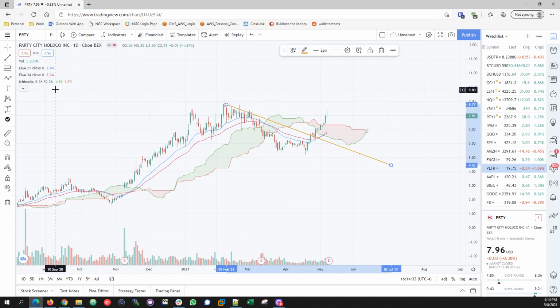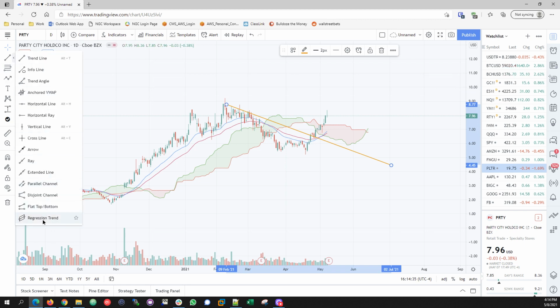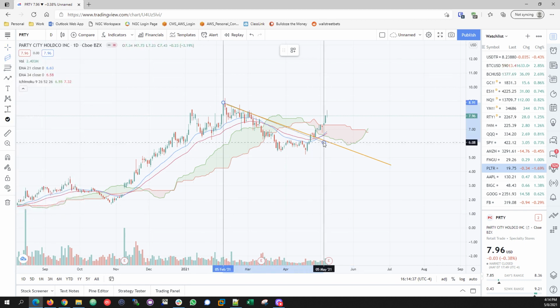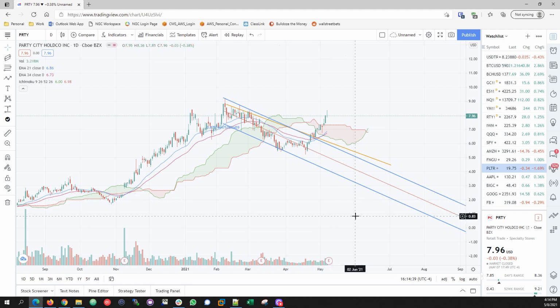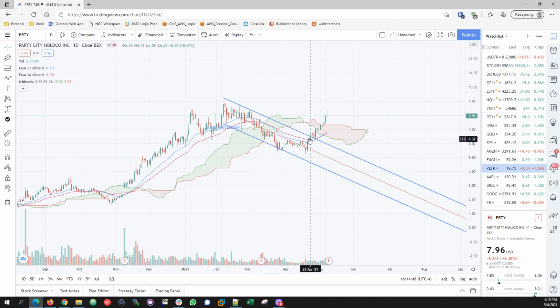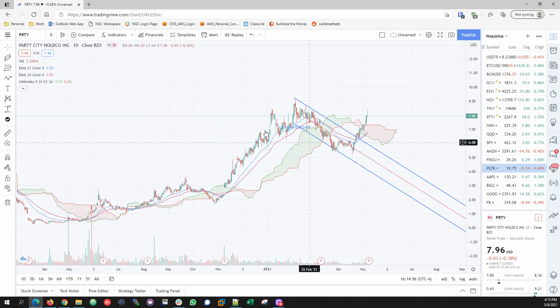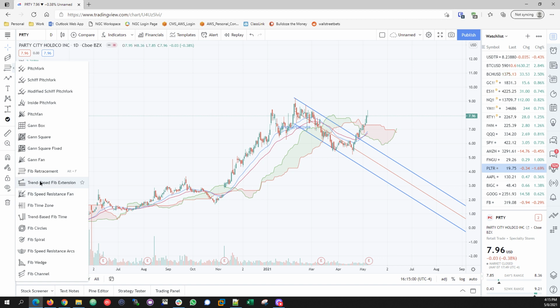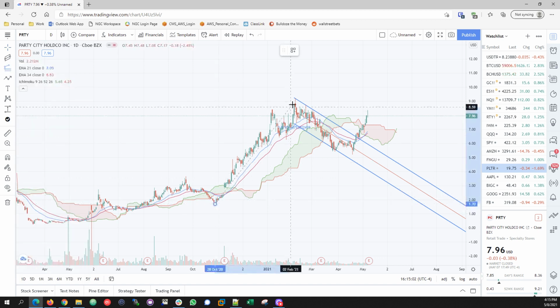Very nice breakout. And then you can also, again, if you do the regression trend, okay, remember I said, we just talked about Palantir for a second, right? And I said if it does break above the regression trend, then that's going to be a super bullish move. That's what happened with Party City. Now again, you can also do an extension here. I really love the chart.